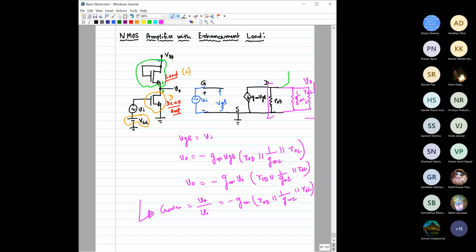So it is not difficult. If in a circuit an enhancement type of load is given, you should be able to find its gain, the small signal equivalent gain.